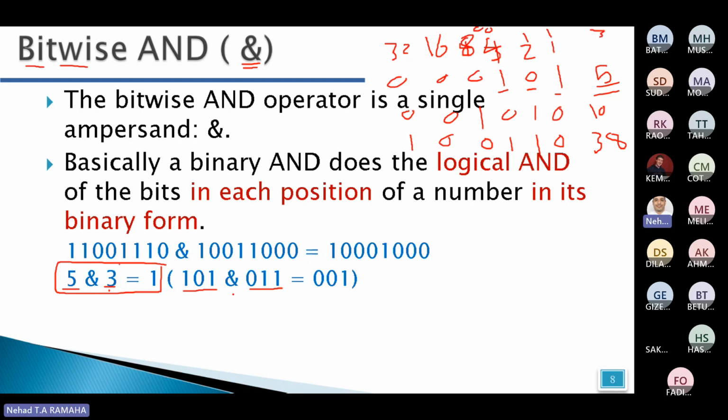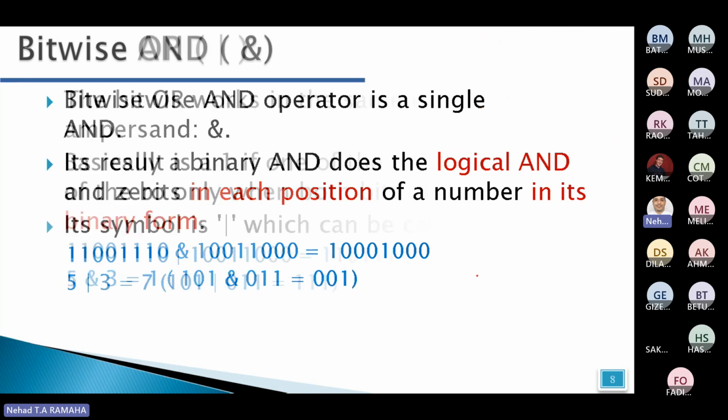Okay, now do the bitwise AND operator. Digit by digit: 1 and 1 is 1. 0 and 1 is 0. 1 and 0 is 0. Because we said if both sides are 1, the result is 1, otherwise the result will be 0.